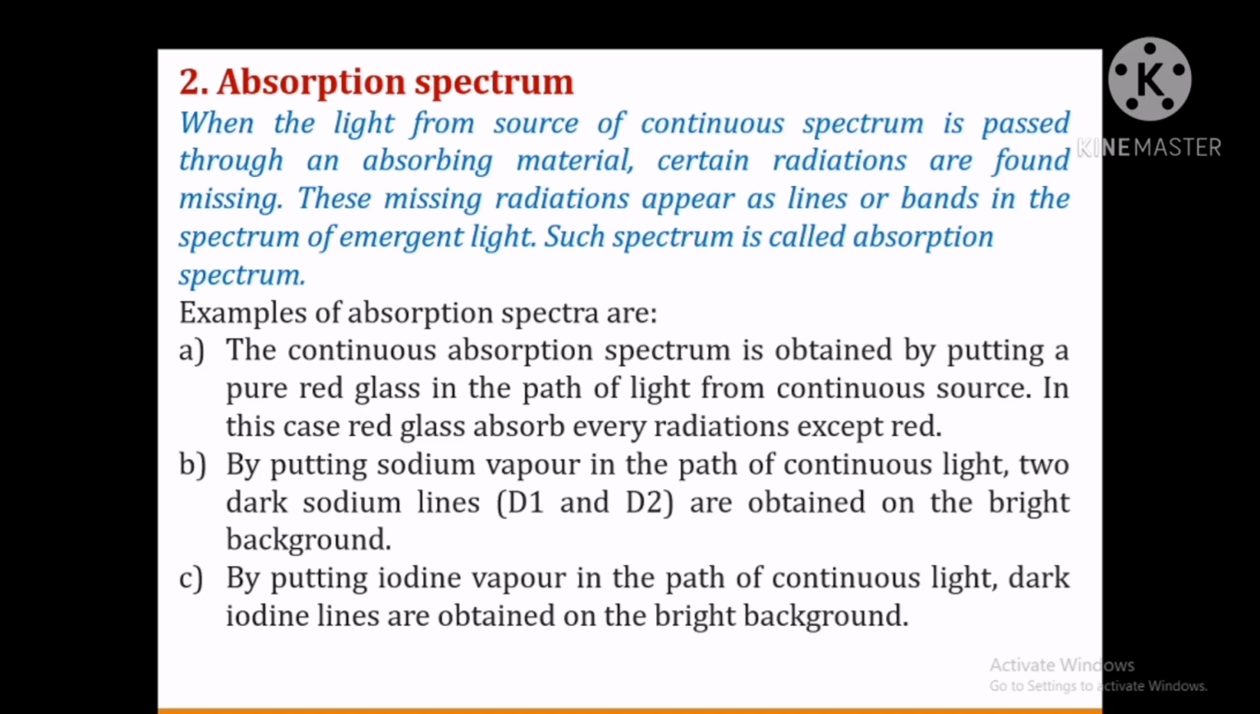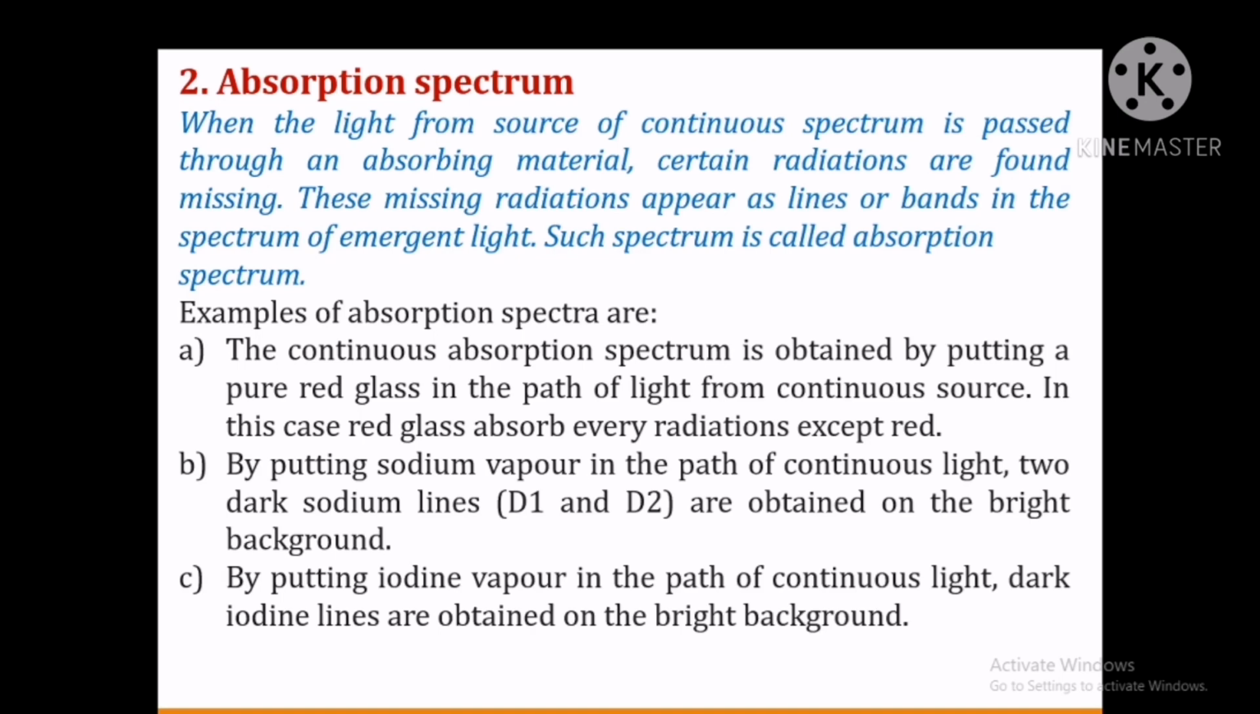Now second is absorption spectrum, just the reverse of emission spectrum. When the light from a source of continuous spectrum is passed through an absorbing material, certain radiations are found missing. This missing radiation appears as lines or bands in the spectrum of the emergent light. Such a spectrum is called absorption spectrum.